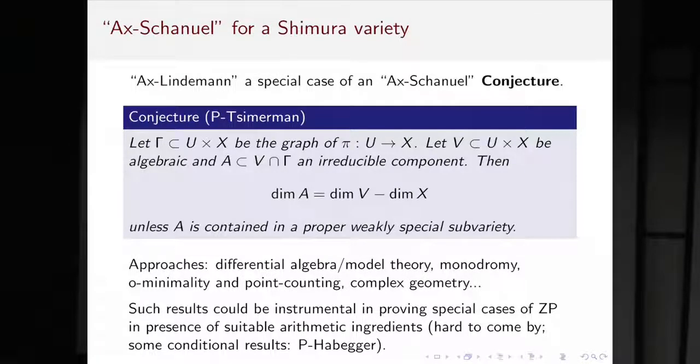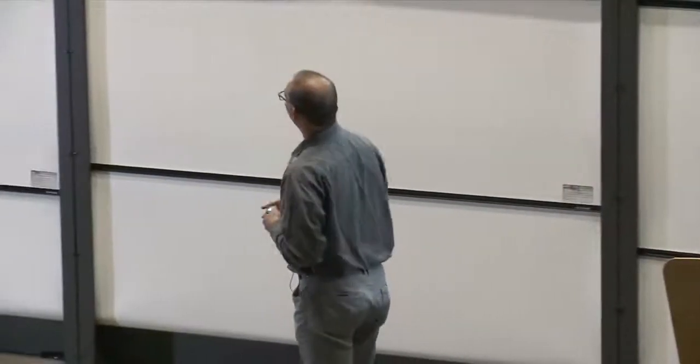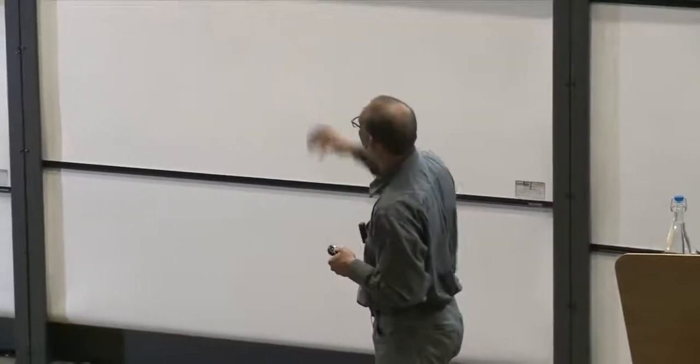But this Ax-Lindemann itself should be a special case of an Ax-Schanuel conjecture, and that was my finishing point, that there should be an Ax-Schanuel, or there is at least a conjecture that should govern the interaction of the graph of this uniformization of any Shimura variety with algebraic subvarieties. And this kind of theorem now has been approached in very many ways: differential algebra in the original Ax, and monodromy, o-minimality and point counting, complex geometry. This very natural statement on the one hand, and on the other hand, it should be, or could be, instrumental in proving further cases of this Zilber-Pink conjecture, provided you have some other ingredients.